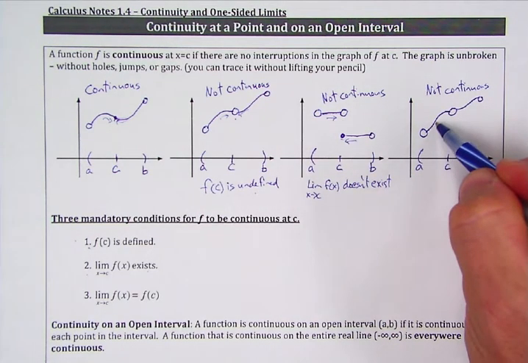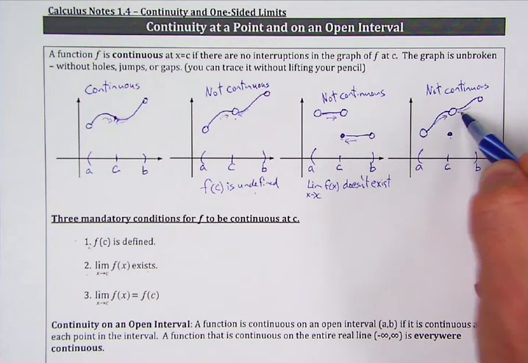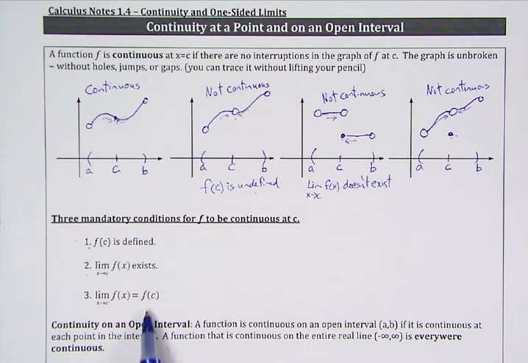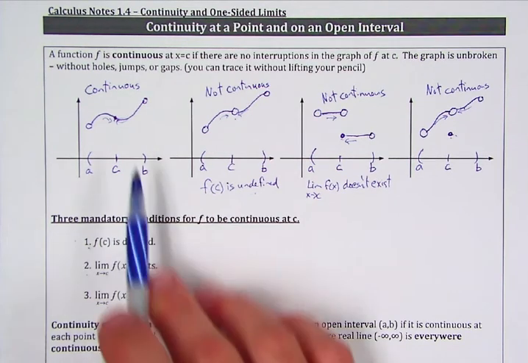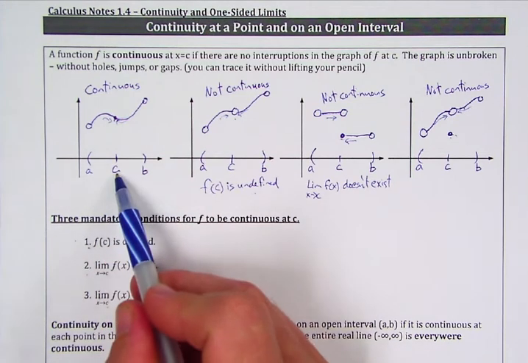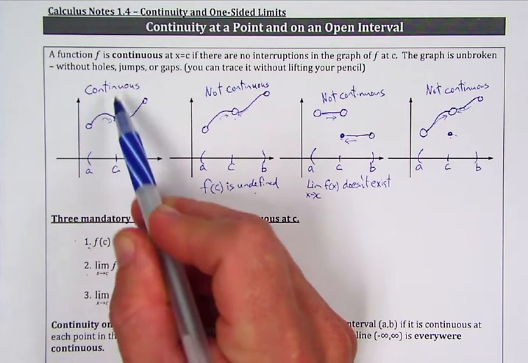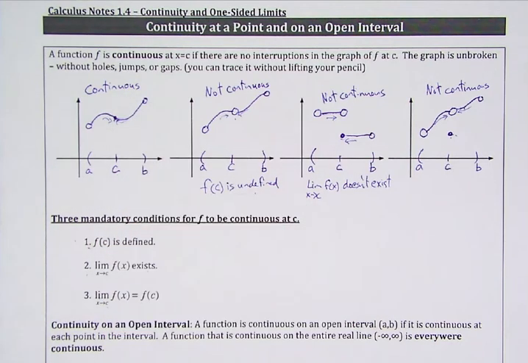In this case, our limit does exist, so this one's already met the first two criteria. But let's try the third here. It says the limit of f of x as x approaches c is f of c. So a direct substitution is going to work. If I plug c in, I'm going to get the same answer as I did for my limit, making this continuous.